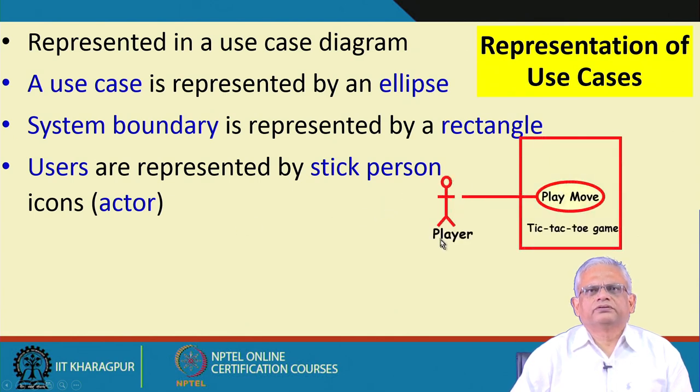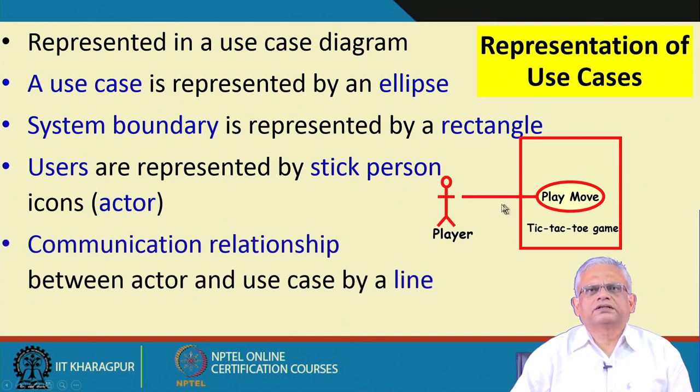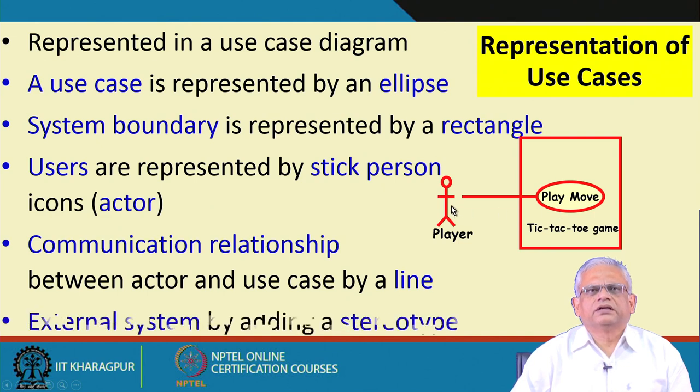So, in the tic-tac-toe, we have the player as an actor, and the play move is the use case. And the line is called the communication relationship between the use case and the actor. And we can also model external systems, that is software which is external to what is being developed. Software and hardware, this is the one which is being developed, but it may take help of already existing software and hardware.